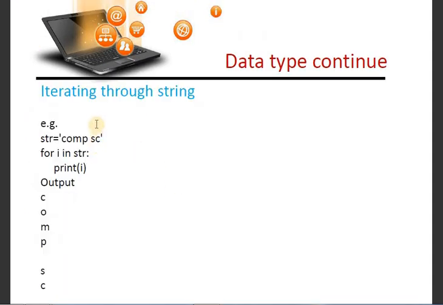Now see, this is iterating through string. Actually at this stage, because you must be knowing the for loop, all the loops, because you have studied in class 11th, here you can easily understand this. This is the string computer science, and for i in the string print i, so it will show like this. So it means how we can iterate each character in a string one by one.